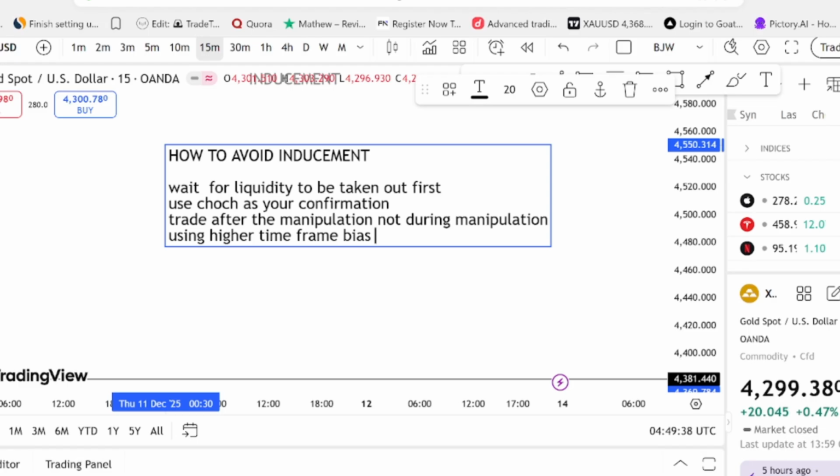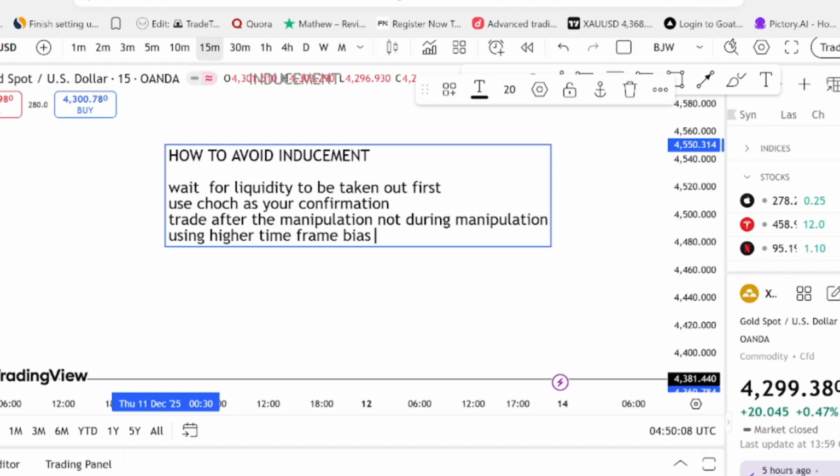So for you to avoid it, you follow the trend. If you're seeing a sell setup on the 15 minutes while the market is bullish, then you wait for confirmation, the change of character. You wait for liquidity to be taken out first before you start selling, or start buying, or start knowing if the market will continue buying. That way you avoid losing money and you avoid those traps. It's just that easy, guys.